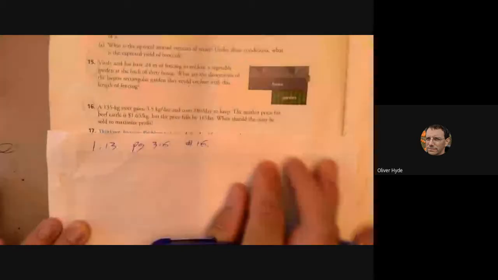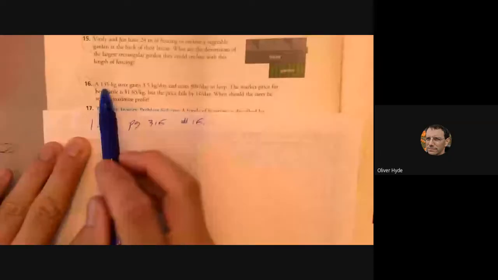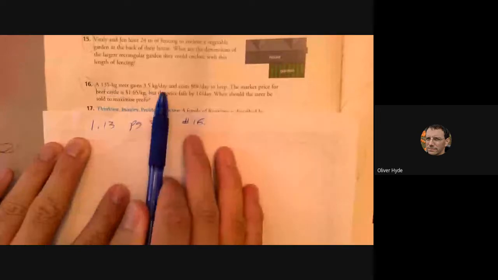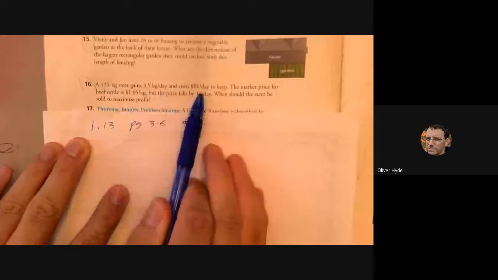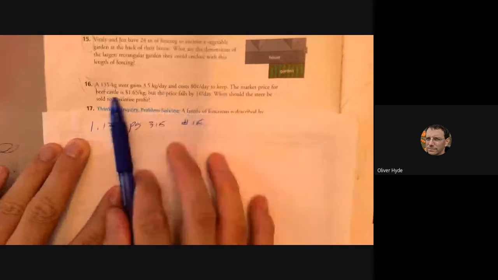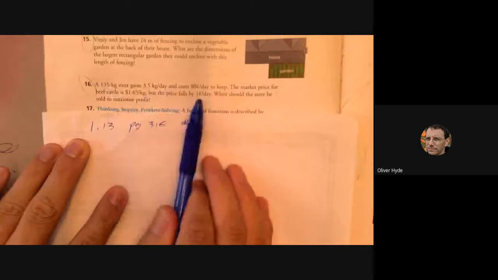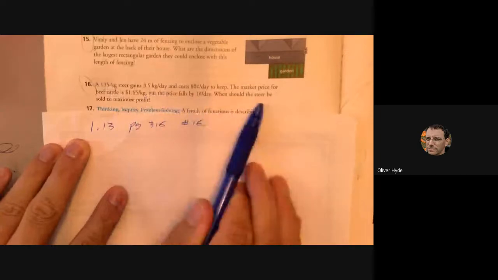Hey, Rose. For lesson 1.13 on building our own equation for word problems, I want to take a look at page 316, number 16. It is the steer problem. We have a 135 kilogram steer that gains 3.5 kilograms per day and costs 80 cents per day to keep. It says the market price for beef cattle is $1.65 per kilogram, but the price falls by 1 cent per day. When should the steer be sold to maximize profit?